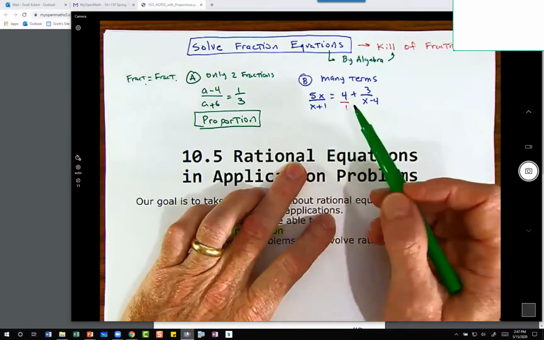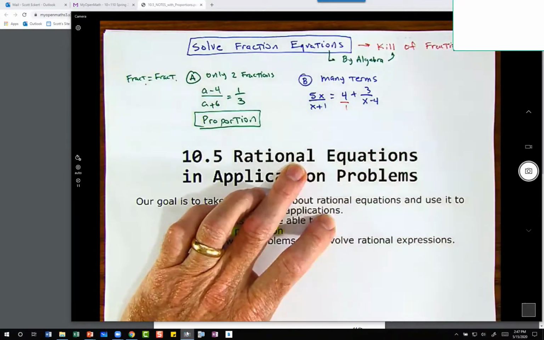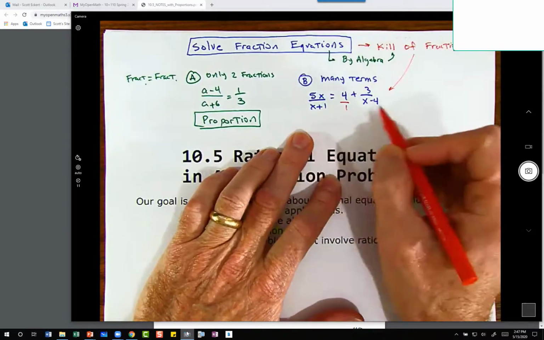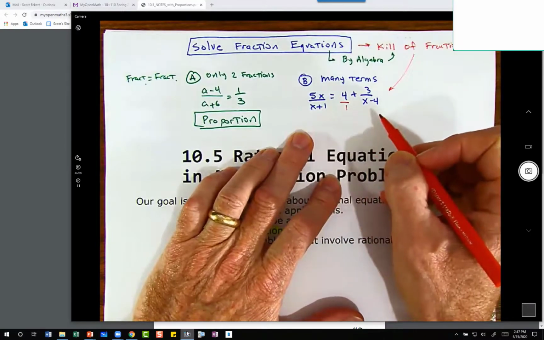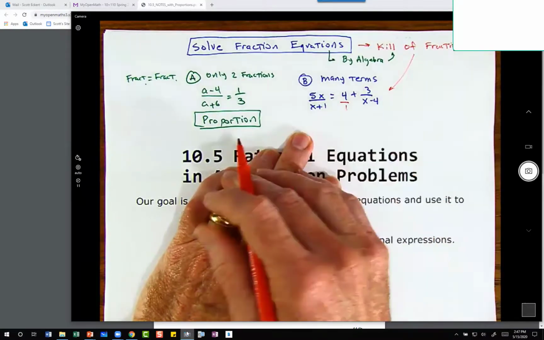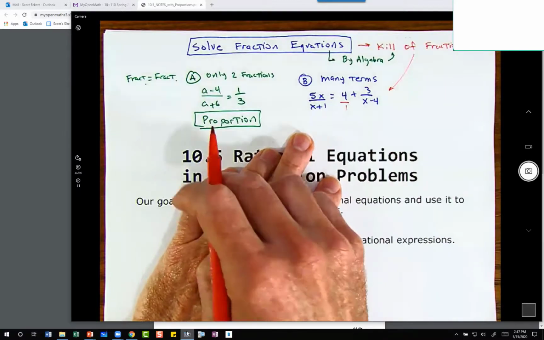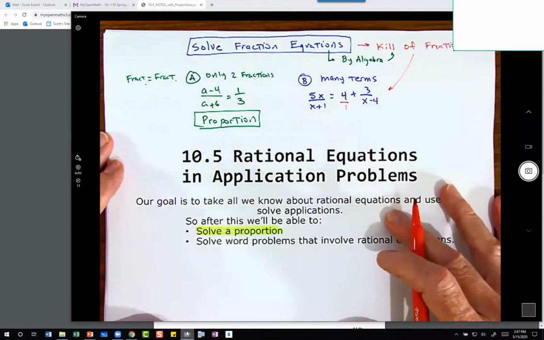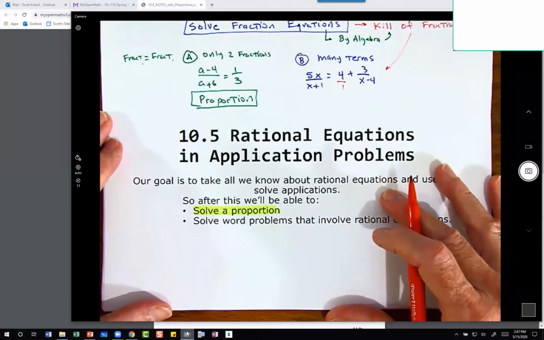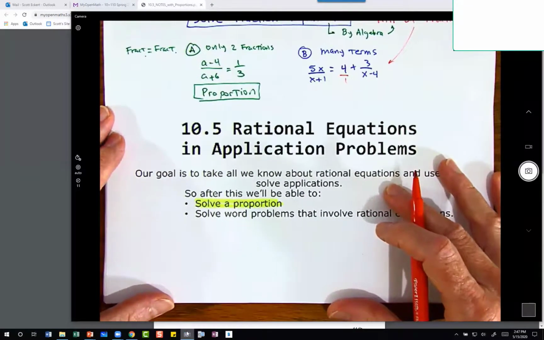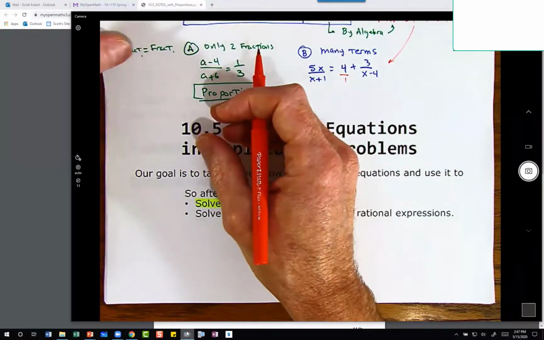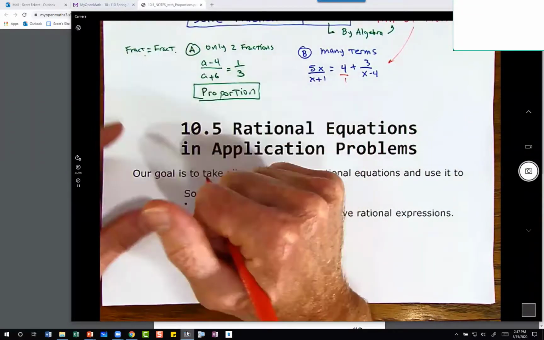Now the blue one, it's not simple. We have to kill the fractions. So we have a lot of steps. The green one has a shortcut. Now what I want to do is I'm going to solve the green one really fast. Maybe you guys can figure out the shortcut.